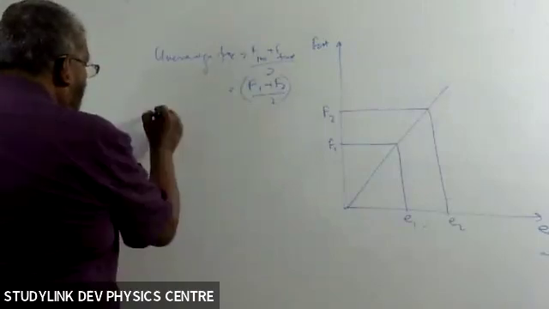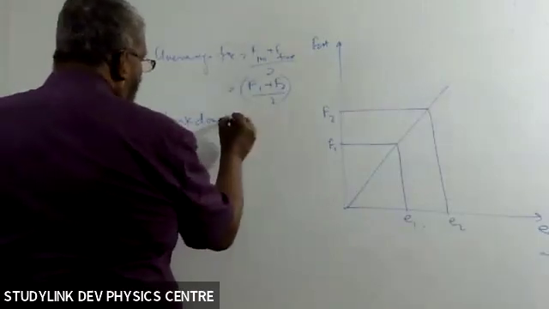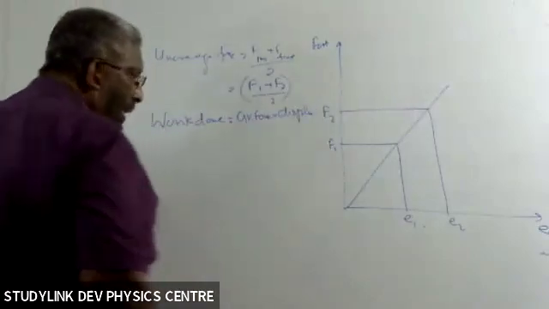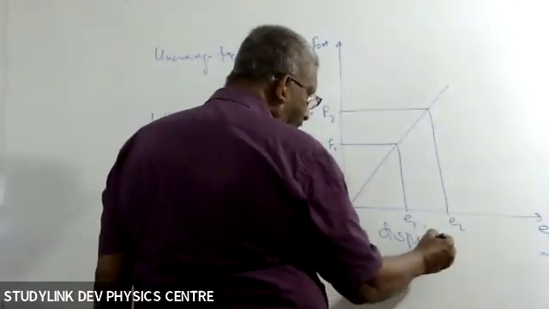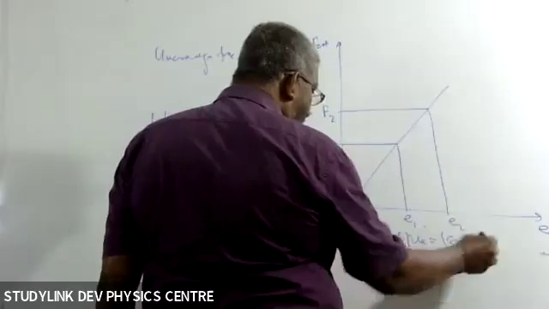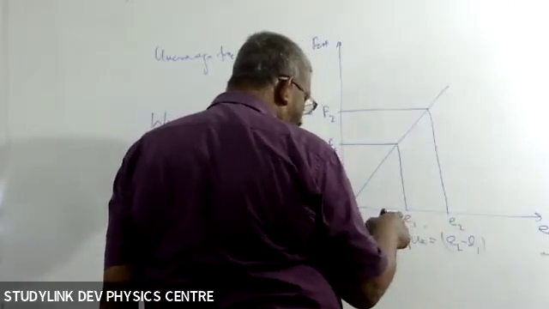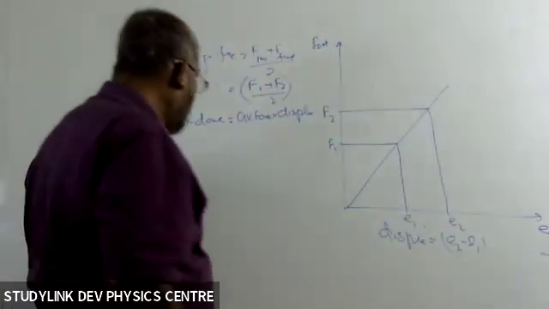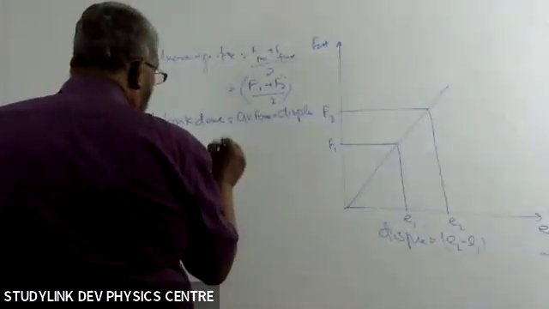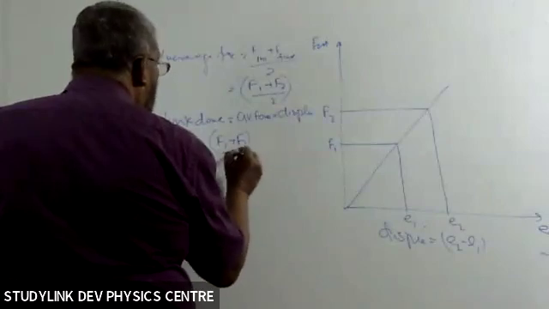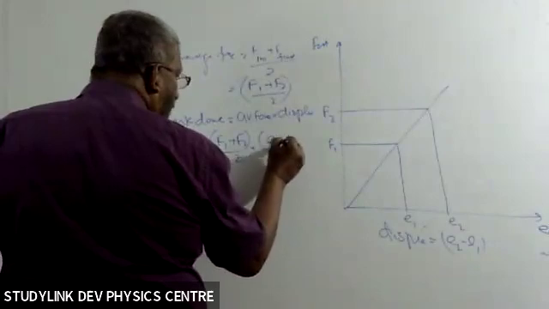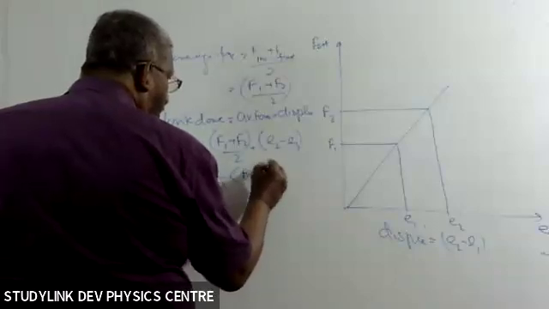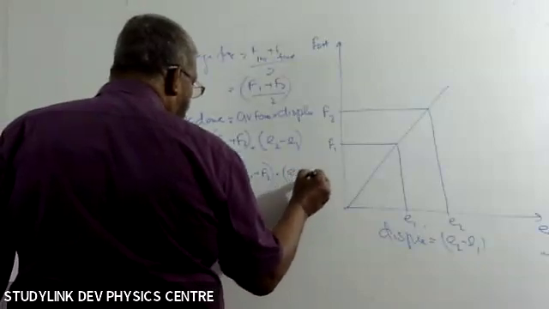Then the work done is the average force into displacement. Here remember, the displacement is E2 minus E1. This is the extension; during this force, it has increased from E1 to E2. So now I'll label the diagram. This is equal to F1 plus F2 divided by 2 into E2 minus E1. That means half F1 plus F2 into E2 minus E1.